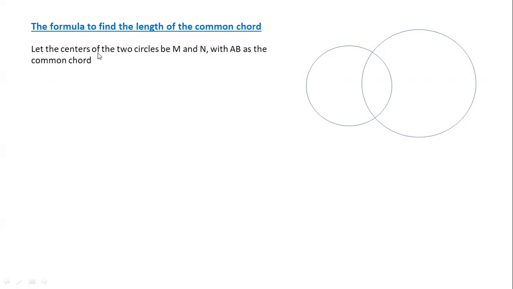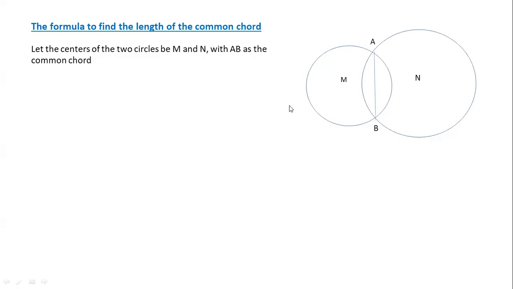Let us draw a circle. We have another circle. So two circles intersecting. Let the centers of the two circles be M and N, and AB be the common chord. M and N are the centers of these two circles. M is the center of the smaller circle and N is the center of the bigger circle. And this is the common chord.